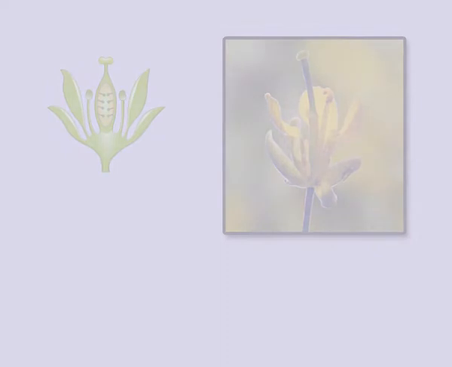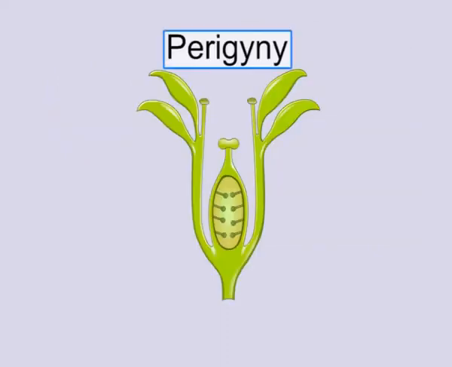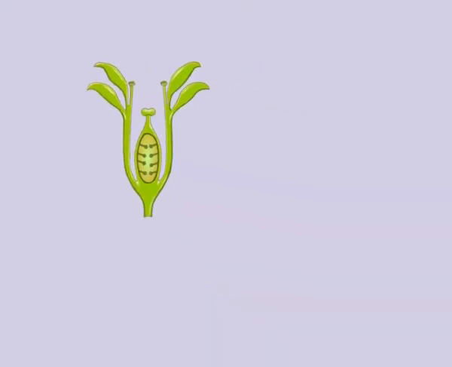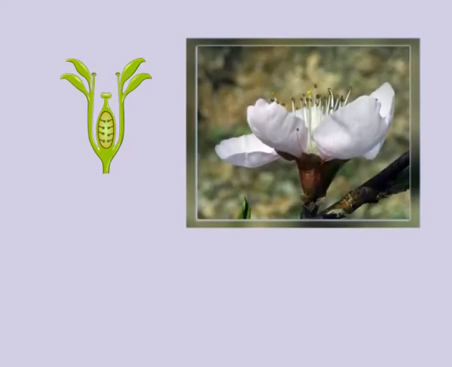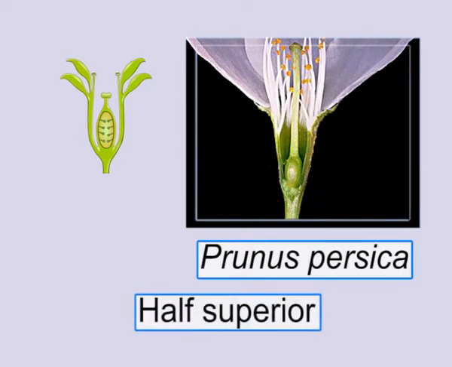Next type of arrangement is perigynous. In perigyny, the ovary is centrally placed in a concave, cup-shaped or flask-shaped thalamus bearing floral parts at the margins of thalamus. It means the floral parts arise from around the ovary and not below it, as shown in the visual. In this case, the ovary is said to be half superior here.